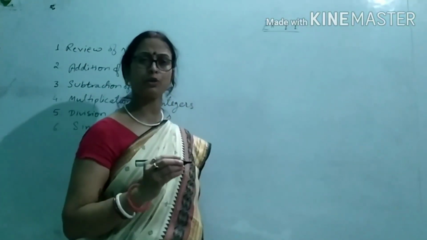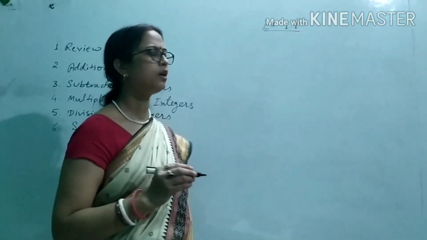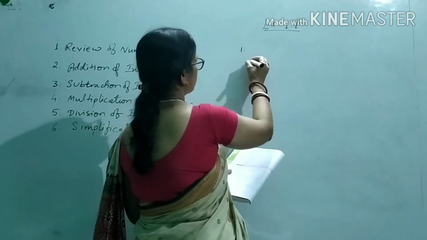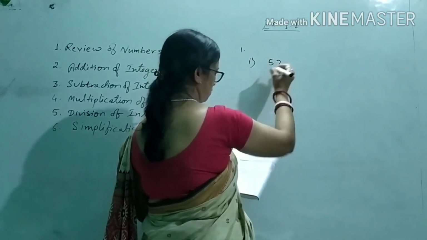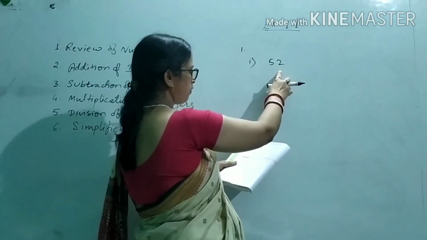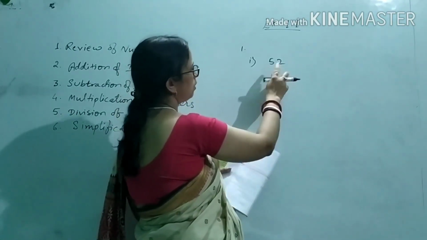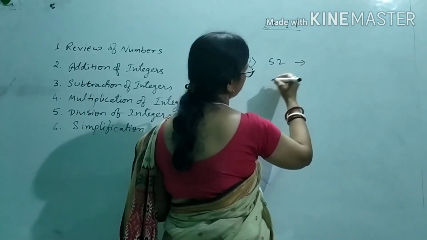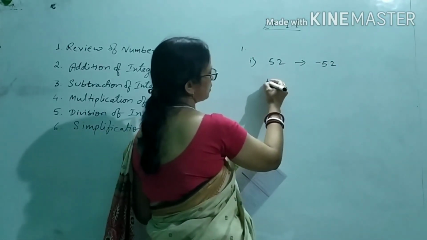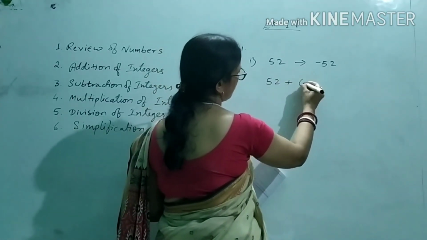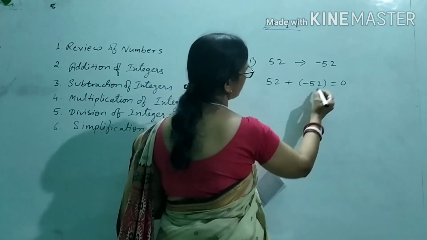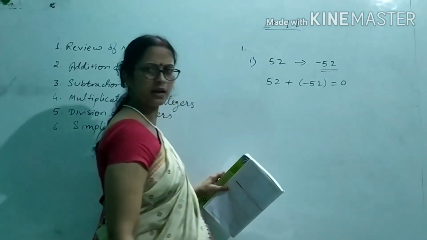So now some of the questions from exercise 1.1. Question number 1. First, 52. We have to find the additive inverse of the following integer, 52. So what will be the additive inverse of it? That is minus 52. How? Plus 52 plus minus 52 is equal to 0. So here minus 52 is the answer.